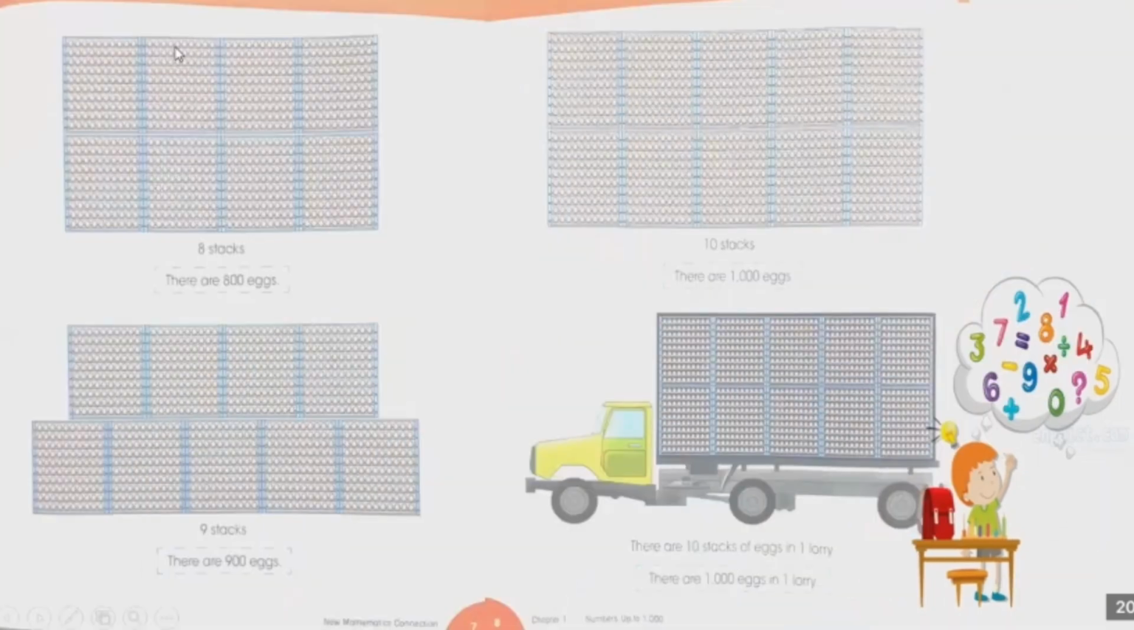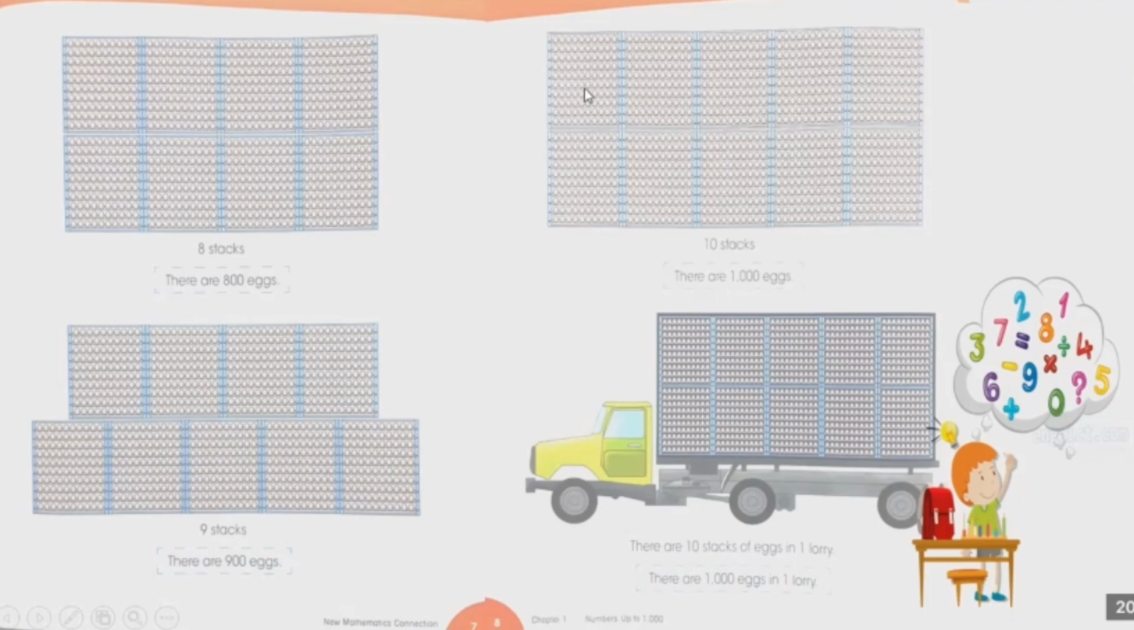A while ago, we counted 7 stacks is equal to 700. Now here, 8 stacks. Therefore, this is equal to 800 eggs. Here, 9 stacks, so it means that there are 900 eggs. It's just like 8, you just add 2 zeros, 0, 0. 9, and then you add 0, 0. It's equal to 900. This is counting by hundreds. 100, 200, 300, 400, 500, 600, 700, 800, 900. So it's how to count numbers by 100. It's very easy.